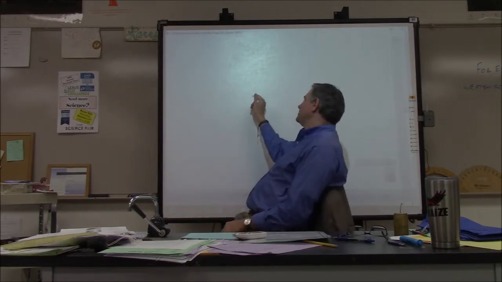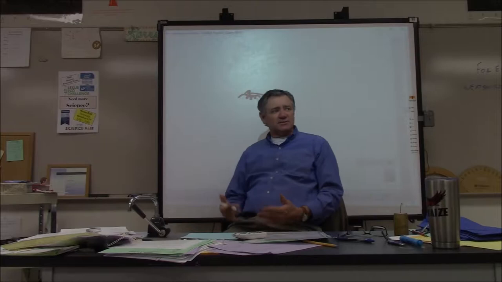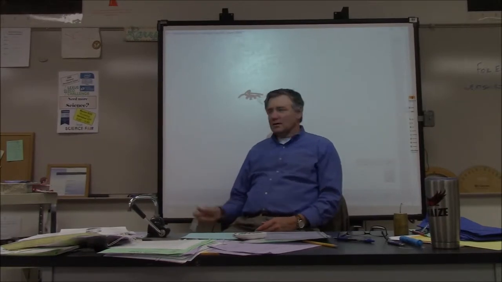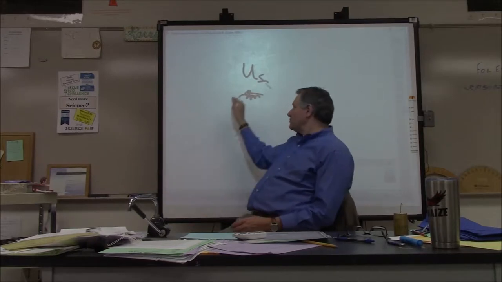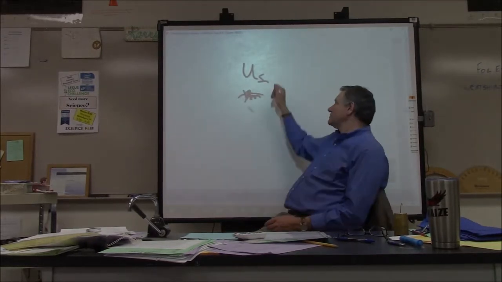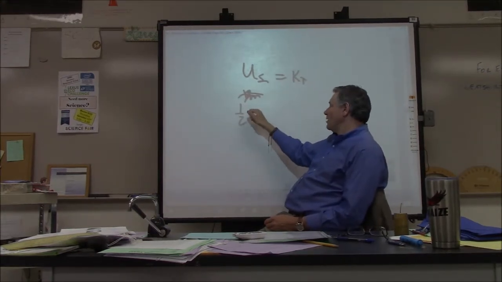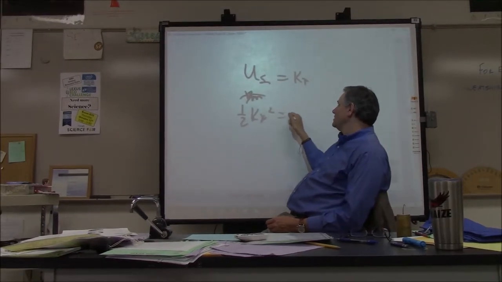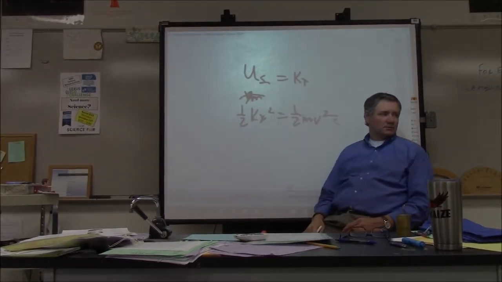But what you can do is that when you're doing work and compressing that spring, what type of energy are you storing? Yeah, you're storing potential energy, right? When you release it, what happens to all of that potential energy? It turns into kinetic energy. So you have 1/2 kx squared equaling 1/2 mv squared. And then you solve for v.